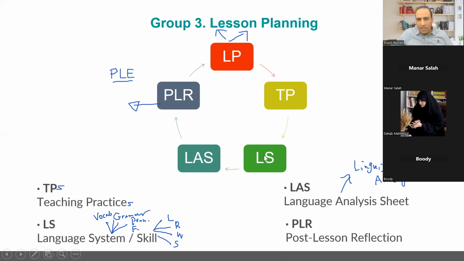They are called PCs. LAS is before, PLR is after. So this is pre-planning. This one is post-planning.